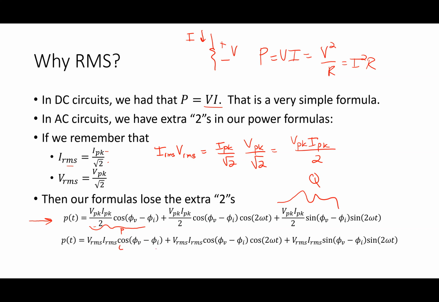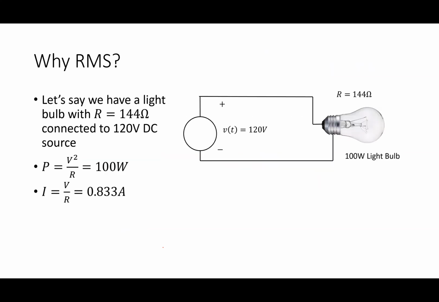Now I get this other weird term here with this cosine, right? But what would be true if I had a resistor? What's the phase difference between current and voltage when we have a resistor? 0. So the example I think of is, if I had a 100-watt light bulb, that means it's 144 ohms typically. If I hooked up that 144 ohm resistor to 120 volts DC, the current would be 0.833 amps, the power would be 100 watts. And that power would always be 100 watts. There'd be no variation to it as a function of time. It would just be 100 watts.